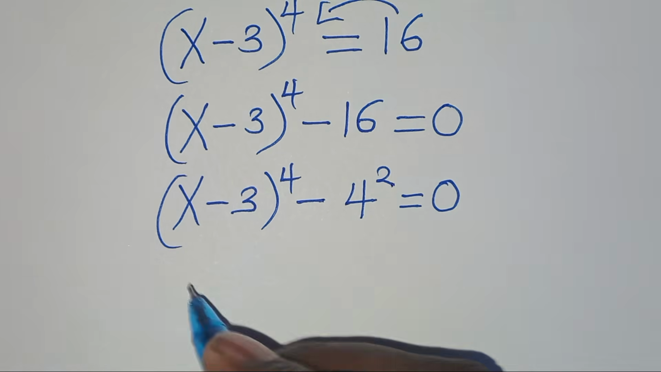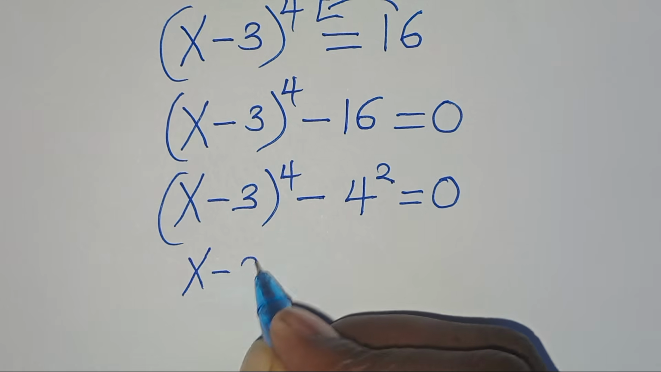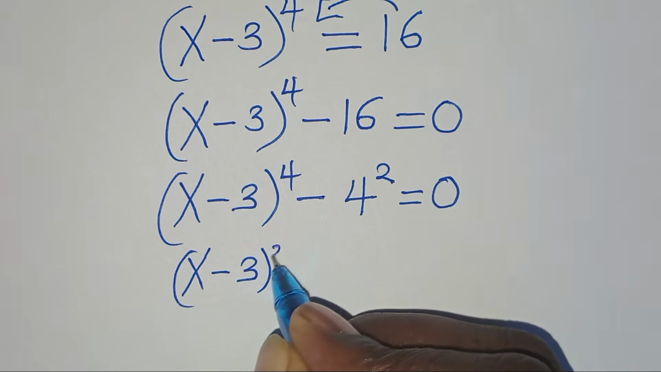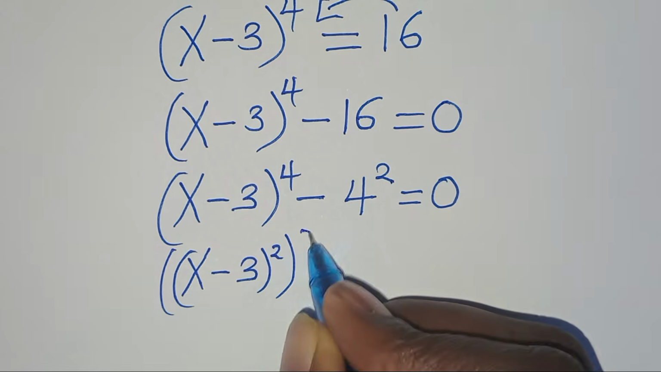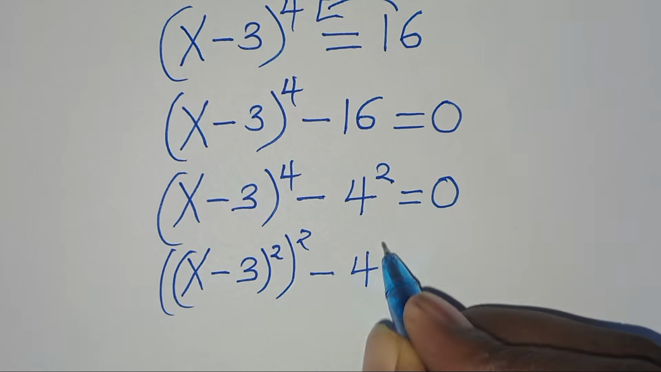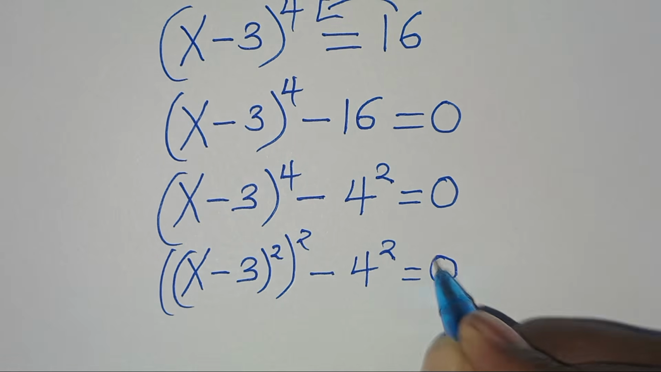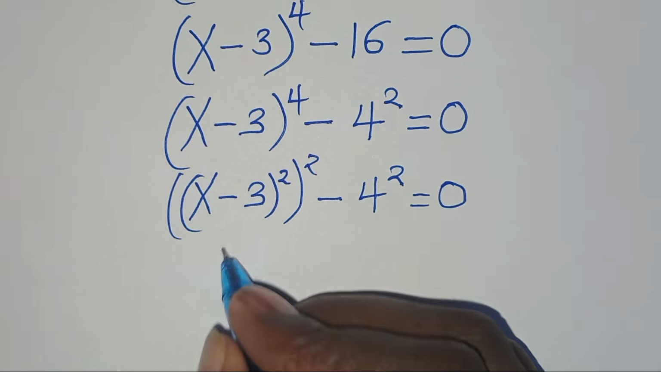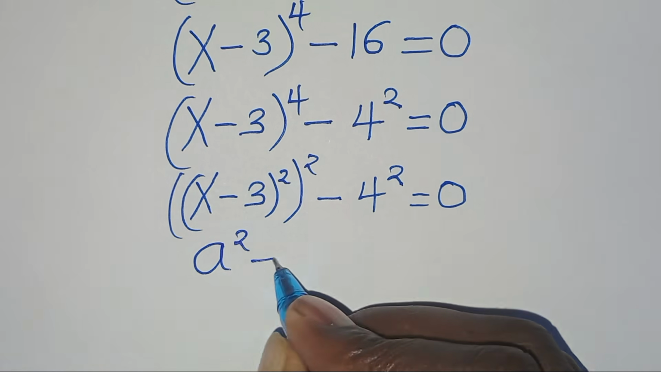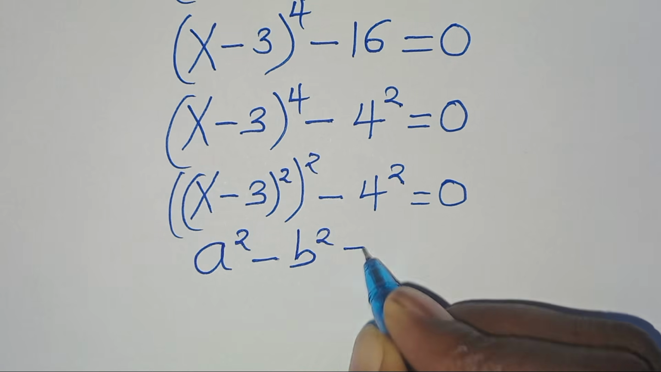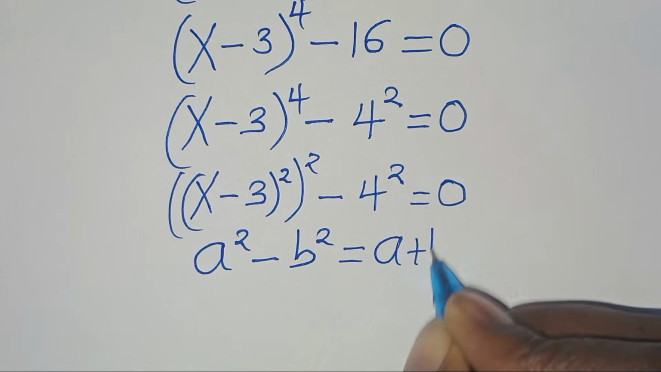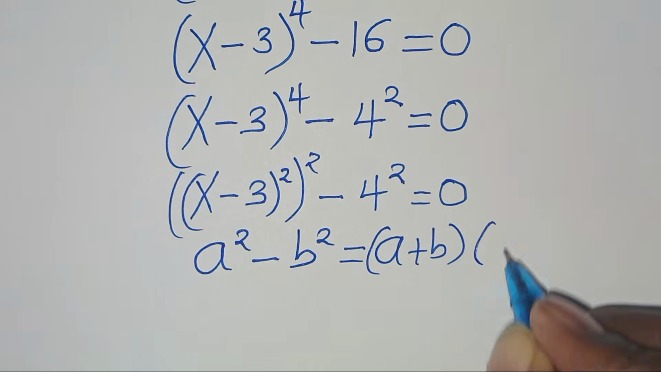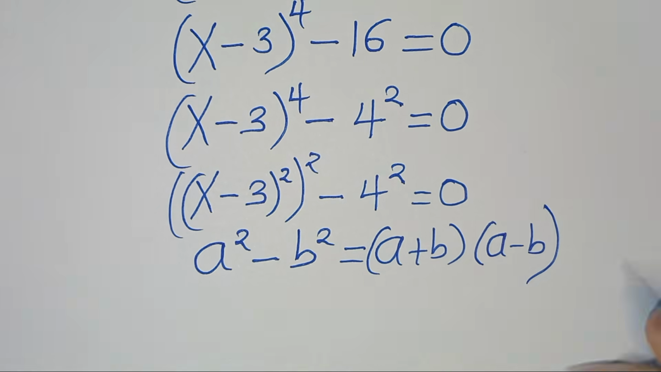(x − 3)^4 can be expressed as ((x − 3)^2)^2, subtract 4^2, and this is equal to 0. This equation is the difference of two perfect squares, which we can express as a² − b², that is (a + b) multiplied by (a − b).